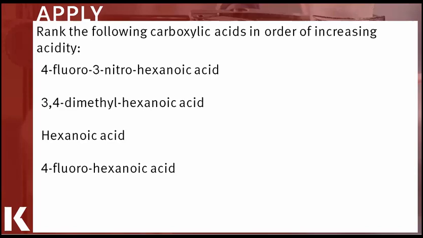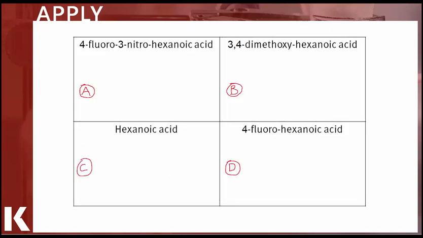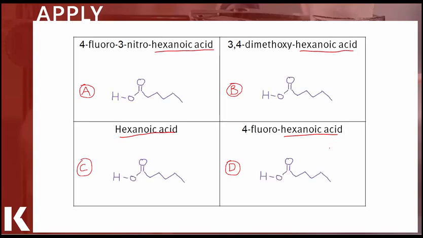A great place for you to start on a question like this would be to just draw them out, see what they have in common, and see what's different. So go ahead and draw out these four molecules and see what they have in common. It looks like they all have a parent chain of hexanoic acid, so we can start there. Hexanoic acid is going to have 6 carbons and a carboxylic acid group at the end, so it looks something like this. The next thing you're going to want to do is draw out the substituents, and then we'll see what effect they're going to have on the acidity.